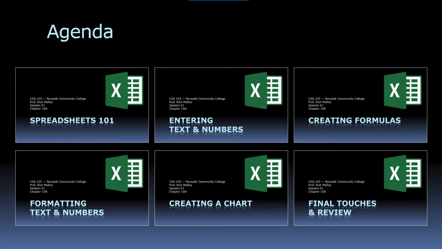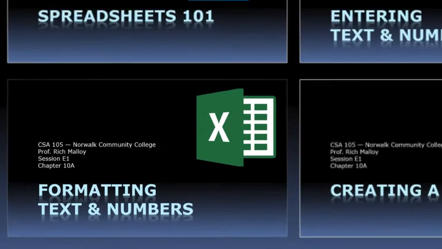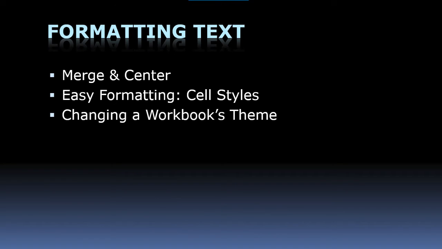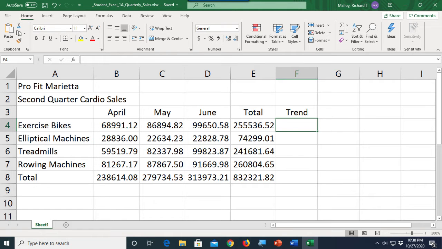In this video, we're going to format our spreadsheet so it looks a little nicer. We're going to use the Merge and Center command. We're going to try cell styles to make some easy formatting, and we'll take a look at changing the theme of the workbook. Okay, first thing we want to do is fix our title, the most important part.